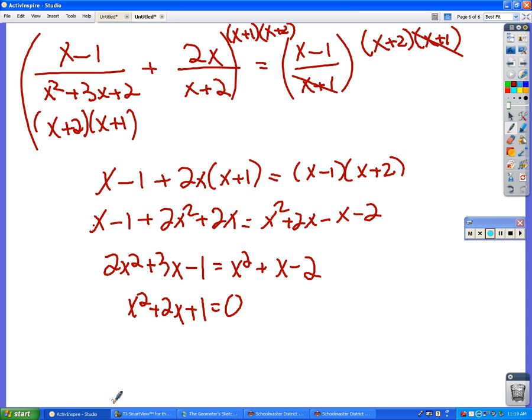What's one? We can graph and see where it crosses the x-intercepts. Quadratic formula. Or I can factor. You might have the quadratic formula on your calculator. What does this factor into? Plus 1 and plus 1. Okay? So if x plus 1 times x plus 1 equals 0, then x must equal negative 1.